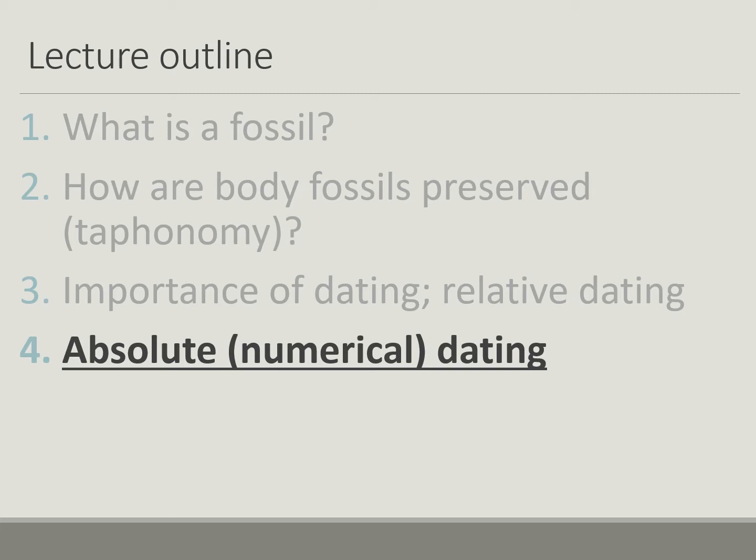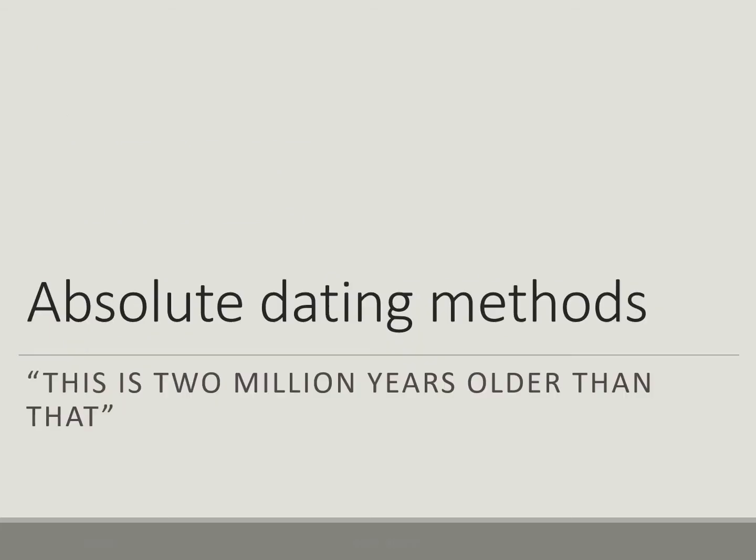In this lecture, we'll go over absolute dating, also known as numerical dating. And so with this method, we can actually put a number on the age of a fossil and actually say how much older a certain fossil or site is than another. Okay, so absolute dating methods. And yes, for example, we can make statements like, this is 2 million years older than that.